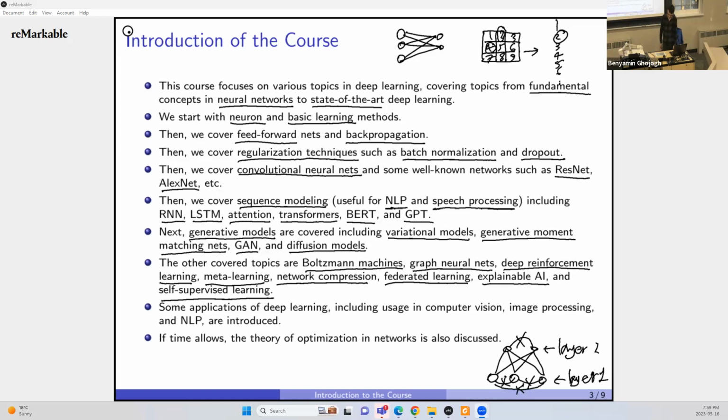That's the thing. And also some applications: computer vision, image processing, NLP. If time allows, we will cover the theory of optimization in neural networks, the probability bounds, and these things. And probably, if time allows, we'll also cover adversarial attack. Okay, let me tell you what these are.